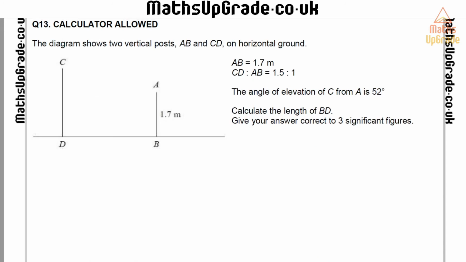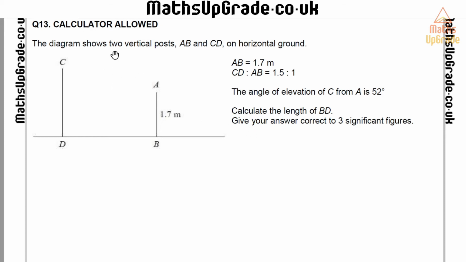Question 13. The diagram shows 2 vertical posts AB and CD on horizontal ground. The post AB has a height of 1.7, and the ratio of CD to AB is 1.5 to 1. In other words, this post is going to be 1.5 times the length of this post. The angle of elevation of C from A is 52 degrees. What that means is the angle between the horizontal and the direct line AC is 52 degrees. Calculate the length of BD to 3 significant figures, and this would be 4 marks.